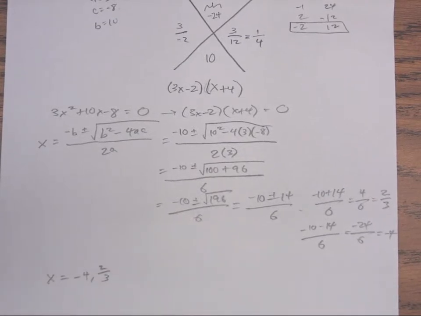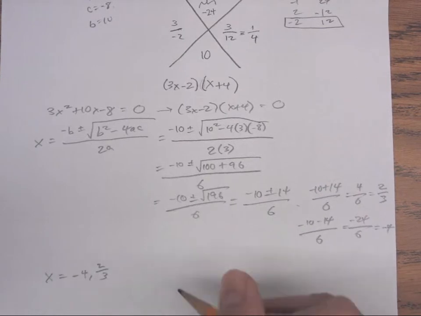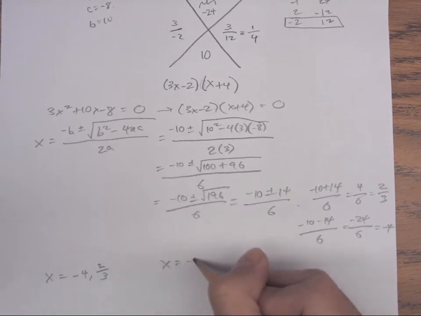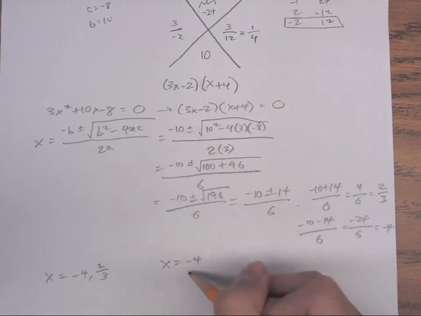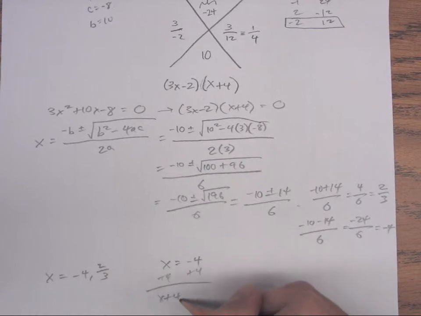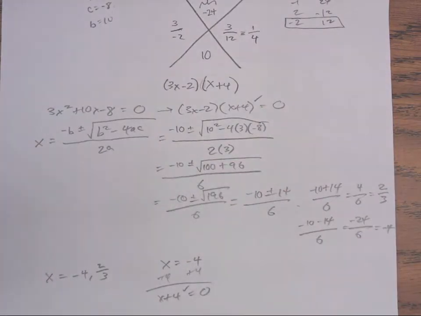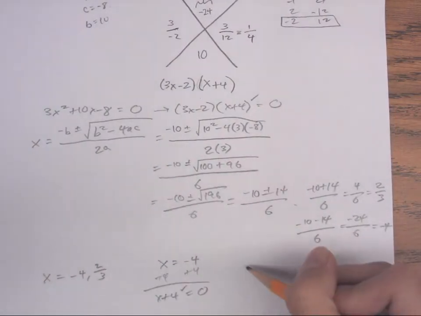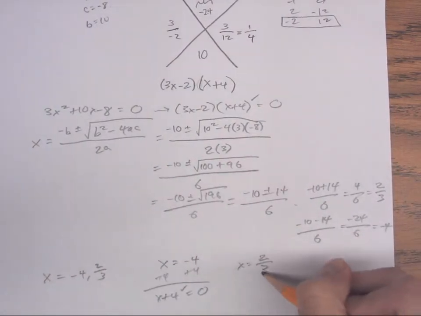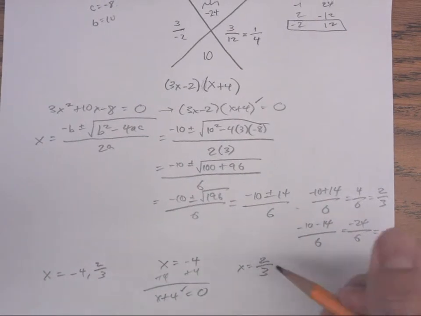One way you can think about it, if you had to write these separately, you can work backwards to find your factors. If you add 4 to both sides, you get x plus 4 equals 0. This is one of the factors, x plus 4, so this checks off here. The other one, x equals 2/3. What I see here is I can multiply both sides by 3.